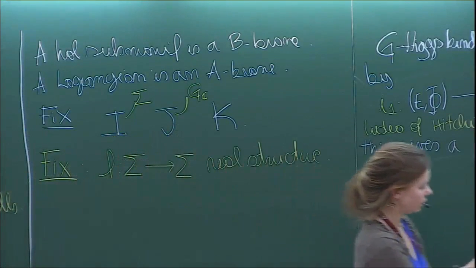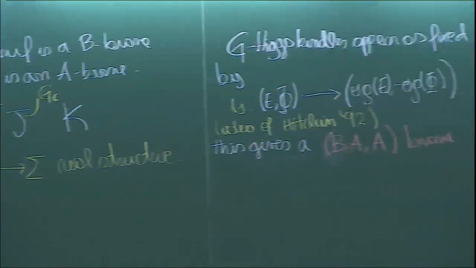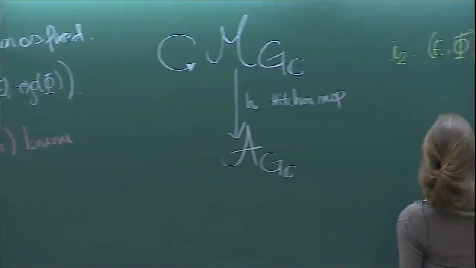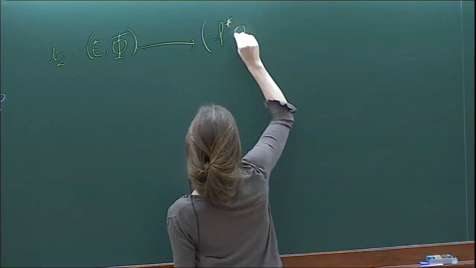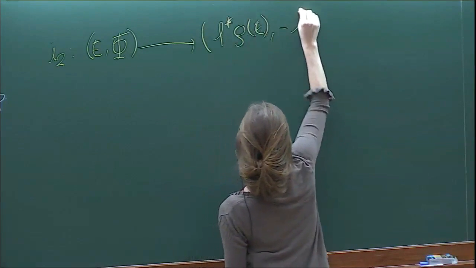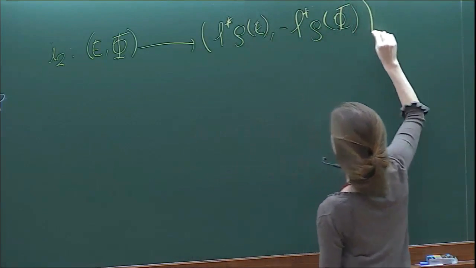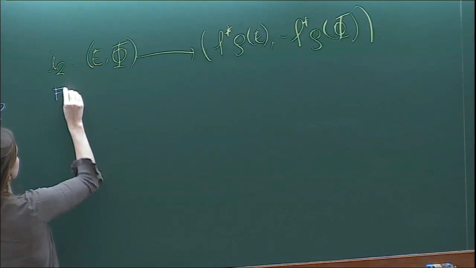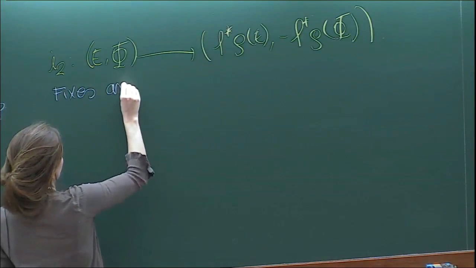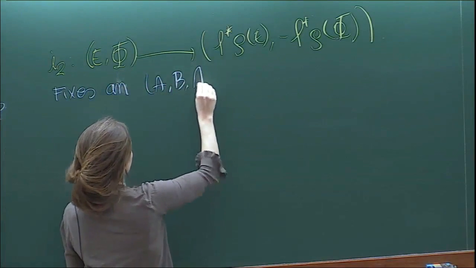And we saw yesterday that we could define the third involution here, let's call it, well, a second and a third involution. I2 sends (E, phi) to (F star rho E, minus F star rho phi). And now I want to tell you more about these fixed point sets. So these fixed points define an A, B, A brane.